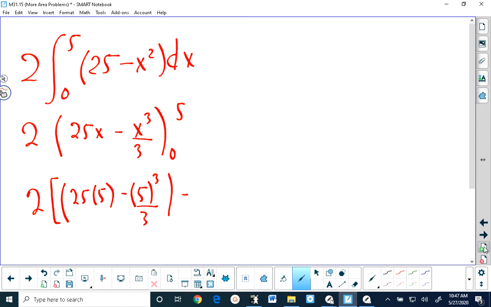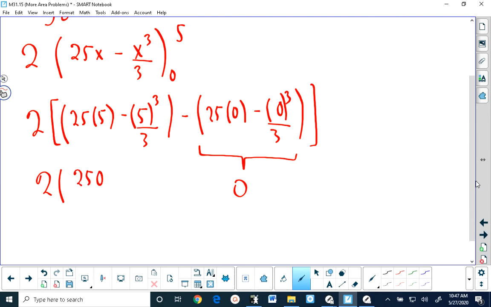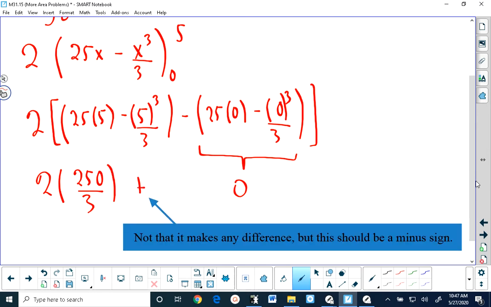minus the antiderivative at 0, which will be 25 times 0, minus 0 cubed over 3. The beautiful thing here is the second part of our calculation is 0. So you're left with 2 multiplied by 25 times 5 minus 5 cubed over 3, which we've already seen as 250 over 3. Then we have our plus 0, but it doesn't really matter. You end up with the same answer. You end up with 500 thirds.